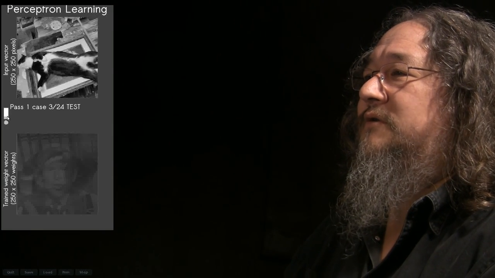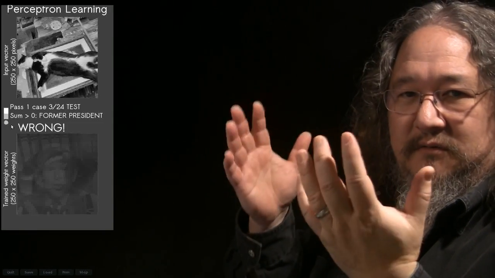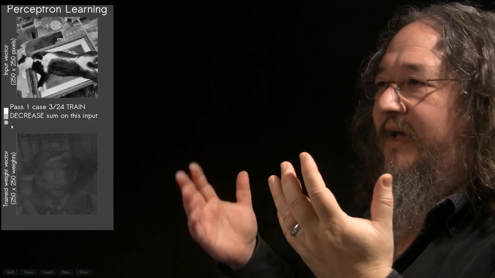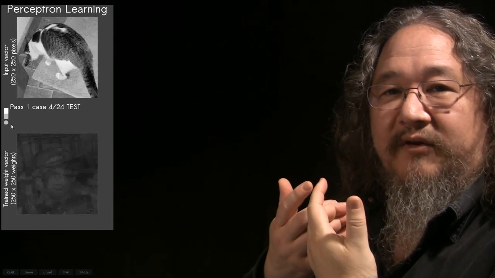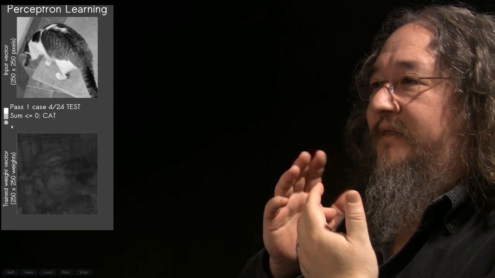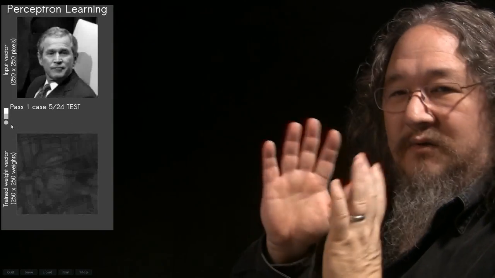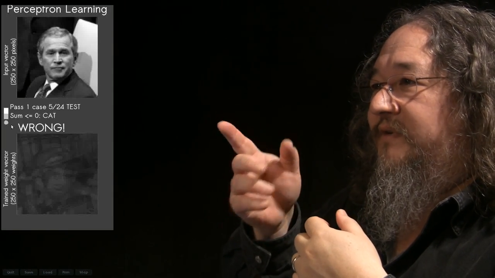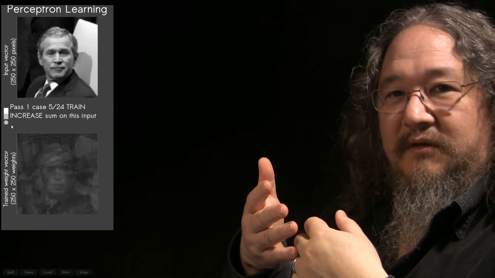So we can go through, we've got a dozen of one category, a dozen of the other category, and we're just going through them in a random order. Whenever we get the answer right, okay, cat, we don't change the weights. We don't have to learn, we didn't make a mistake. But when we do make a mistake, then we update the weights again, okay?